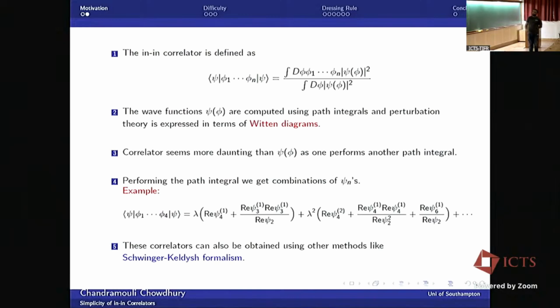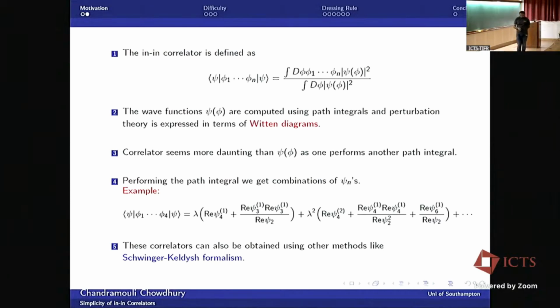And at first glance, the correlation function seems more daunting than the wave function, because you have to first compute that, and you have to then perform another path integral. And it actually might be true. For example, if you try to do that at 4 points, you'd find that the 4-point in-in correlator has the following expansion in perturbation theory, where the tree-level term depends on the tree-level wave function at both 4 and 3 points, and the loop-level term depends on the one-loop wave function and also the tree-level wave functions at higher points. You could have opted for alternative approaches like the Schwinger-Keldysh formalism, but it's not something I'll be discussing now.